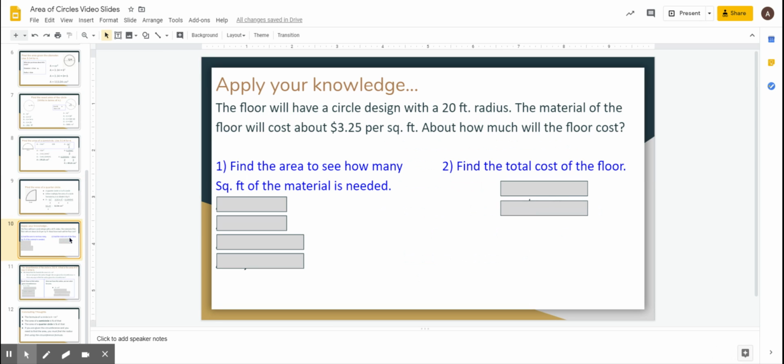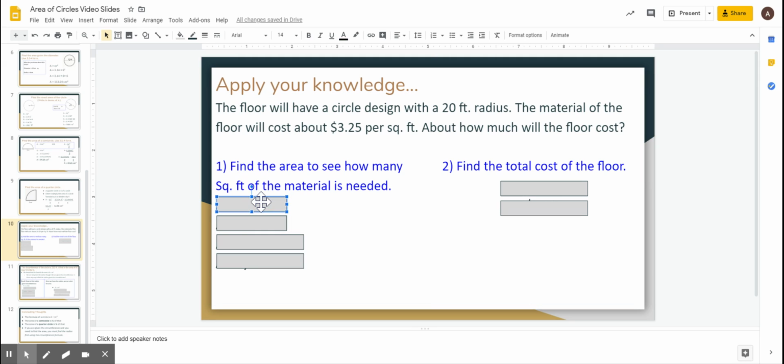Apply your knowledge. So here's a question where you're going to have to apply what you know. So the floor will have a circle design with a 20-foot radius. The material of the floor will cost about $3.25 per square foot. About how much will the floor cost? So first you need to find the area to see how many square feet of the material is needed. So you need to figure out how much material you need.